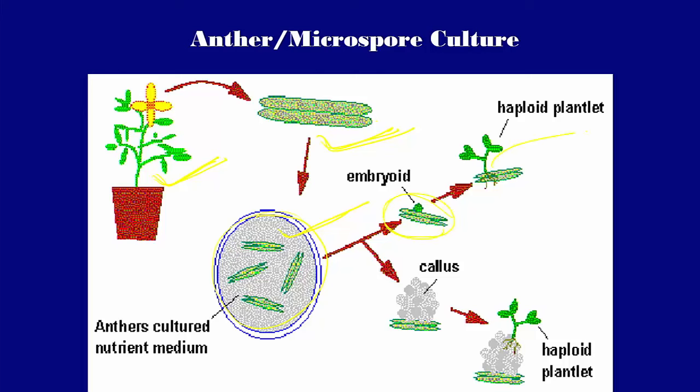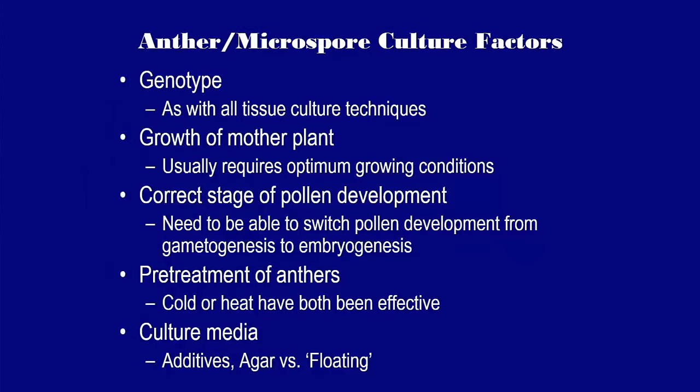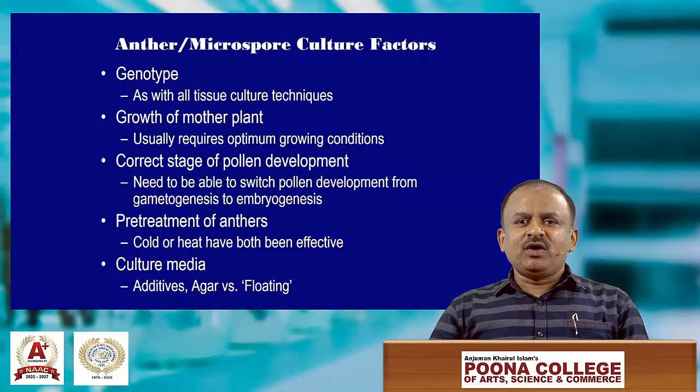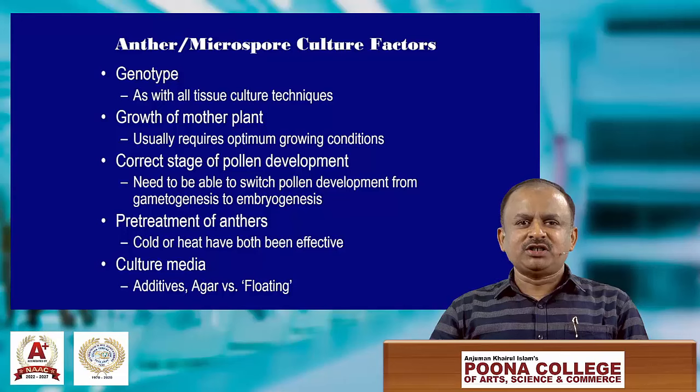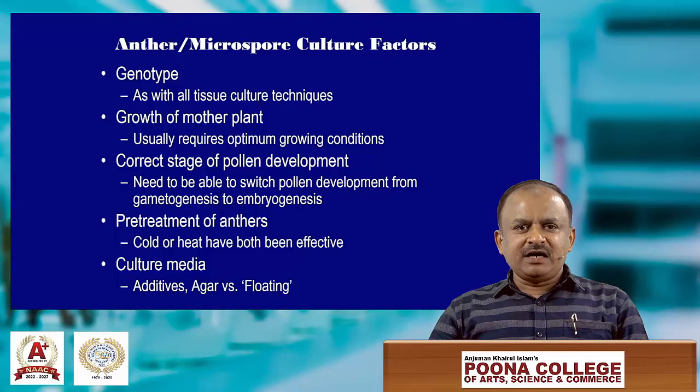Here we can get haploid plantlets, or in parallel from this anther we will get callus culture, or callus development, and from this callus also we will get a new haploid plant. This is called anther culture. In addition to that, what are the different culture factors responsible? First, we have to consider genotype, growth of mother plants, then correct stage of pollen development, then pre-treatment of anthers, and lastly the culture medium.